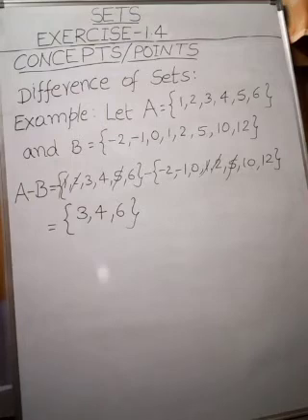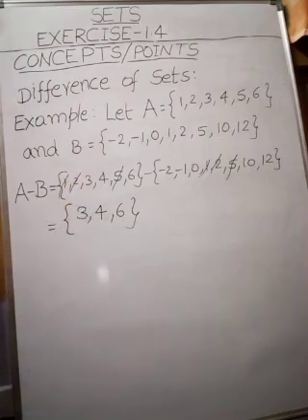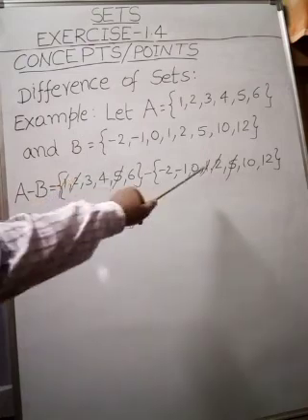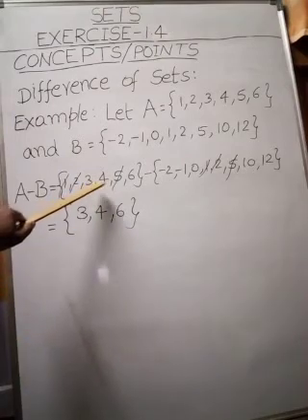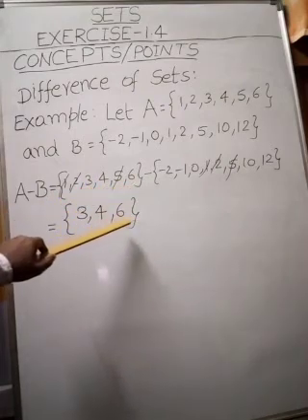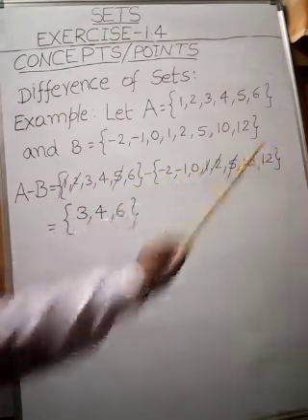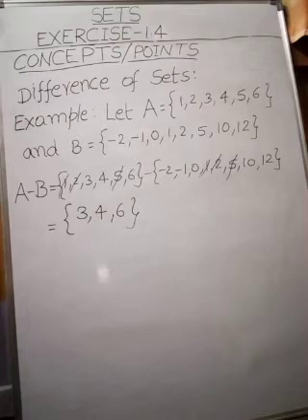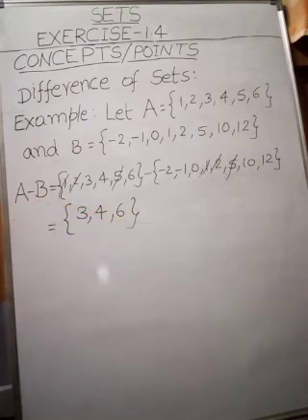Understood this step, my dear children? First we have to identify the common elements in both the sets A and B, and we have to strike out that common elements. After striking out the common elements, what are the elements left in the first set? We have to consider those elements only. In the first set 3, 4, 6 are left after cancellation. But in this second set -2, -1, 0, 10, 12 are there. But we should not consider these elements in writing the A minus B. Okay, my dear children. So set {3, 4, 6} is the A minus B.